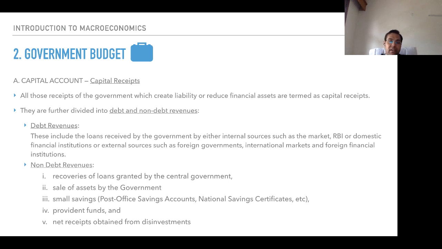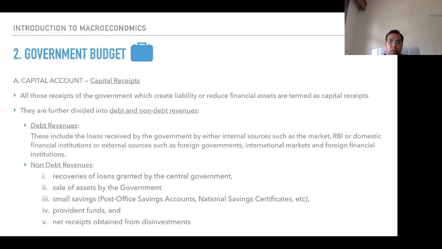What are we saying? It is a debt adding receipt. When we say that it is a debt adding receipt, what are we actually ascribing to? That it has created a debt on you. So when we say that it has created a debt on you, we are just talking about one thing, and that is debt revenue. Debt receipts or debt revenue. The second is non-debt revenue.